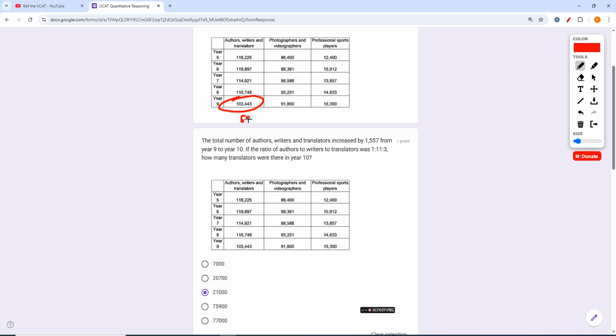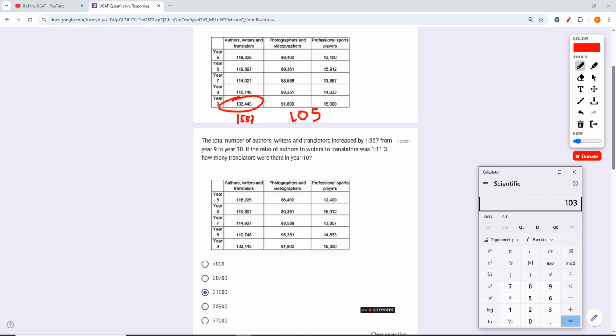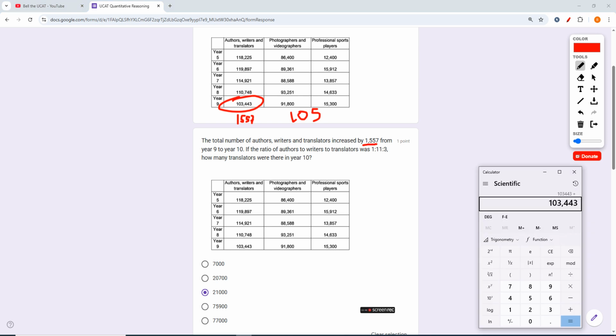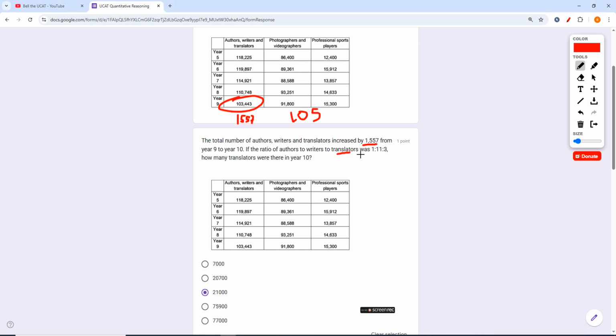If you add 557 to 443 in your head, you will see it adds up to 1000, and there's another 1000. So the answer would have been 105,000. So 105,000 is what we're looking at. I'll just do it: 103,443 plus, he says, new people were added. How many new people were added in total, which is 1557: 105,000. Okay, then he's talking about translators.